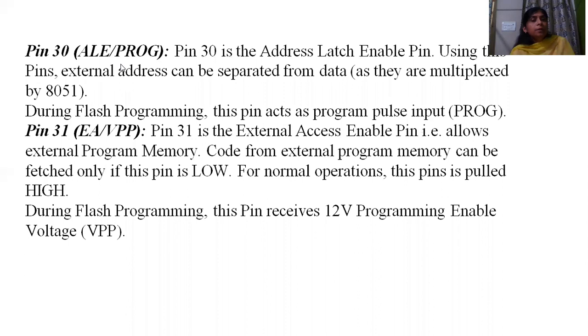Pin number 30 is for address latch enable. The external address can be separated from the data. Pin number 31 is the external access enable pin, which allows external program memory. If this pin is low, the code from external program memory can be fetched, and for normal operations this pin is pulled high.